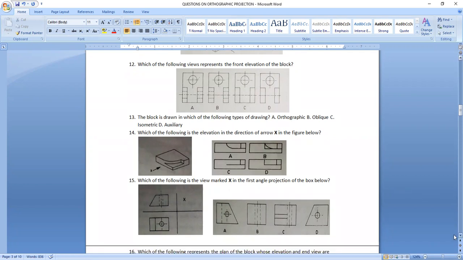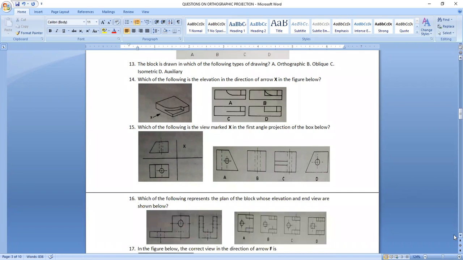Okay, so we move to question 15. Which of the following is the view marked X in first angle projection of the box below? Looking at what we have, we are going to have a plan view here, so it's going to give us something like a rectangle. And this hole here, as it is hidden in the front elevation, will also be hidden in the end elevation. And option B is the correct answer to that question.